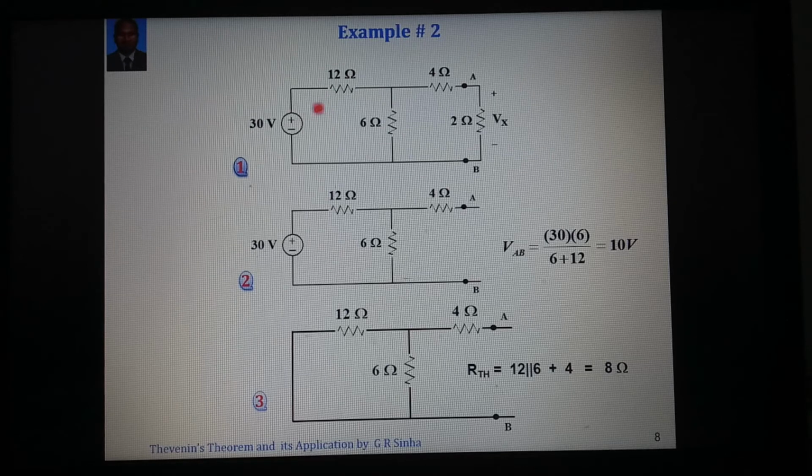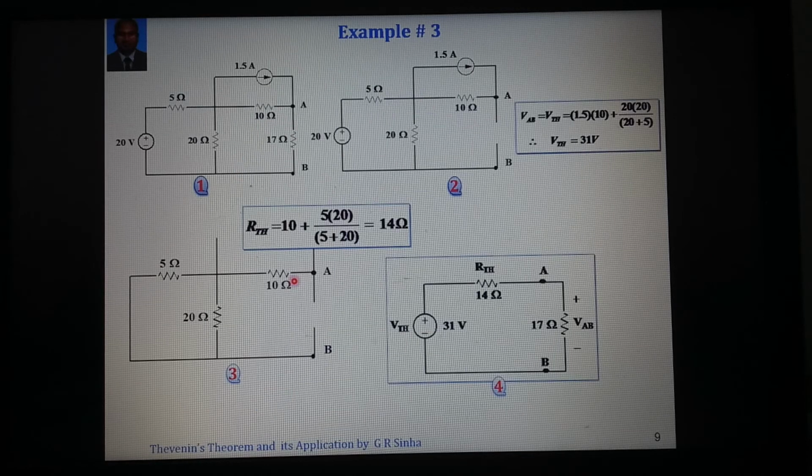There is another example. We can see that there is a 30 volt source and AB is the load. Very simply, there is no voltage across the 4 ohm. Similarly, we will transfer our voltage across 6, that is 6 divided by 12 plus 6 into 30, which is 10 volt. How will we determine the Thevenin resistance? The 12 comes in parallel with 6 and in series with 4, that comes as 8 ohm, because the 30 volt here is an independent source. There are variations when dependent sources are there in the circuit. Right now we are discussing the presence of independent sources only.